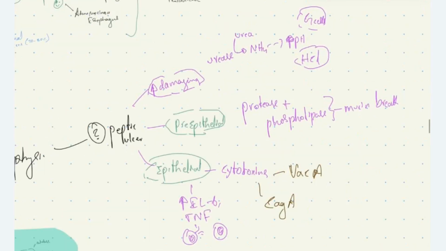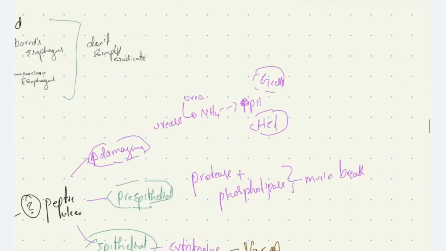It increases the damaging factor, that is HCl. How so? It releases urease. The urease enzyme will convert urea into ammonia. This ammonia is alkaline in nature. This increases the pH of the stomach. The increase in pH of the stomach will stimulate the G cells of the antrum to release gastrin. This gastrin is responsible for stimulation of secretion of HCl by parietal cells.